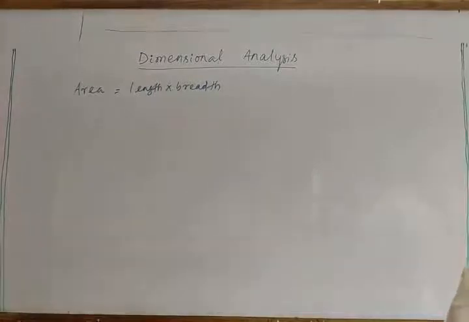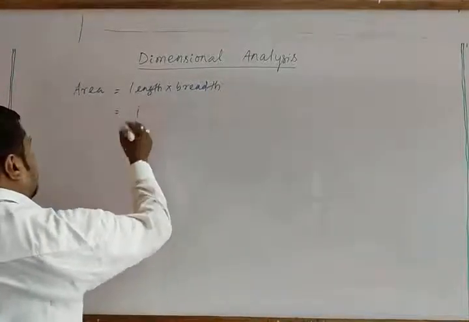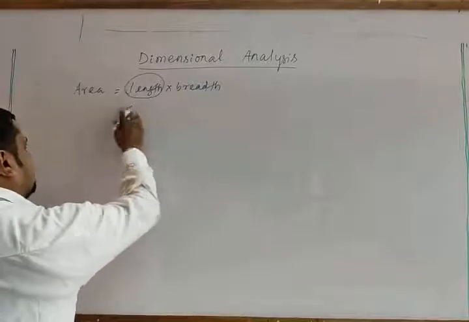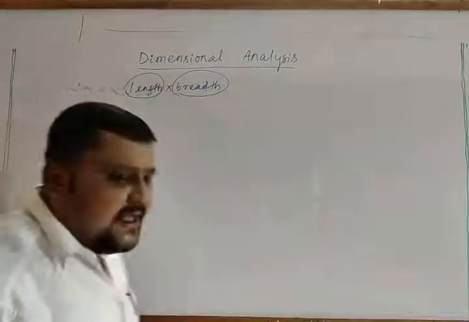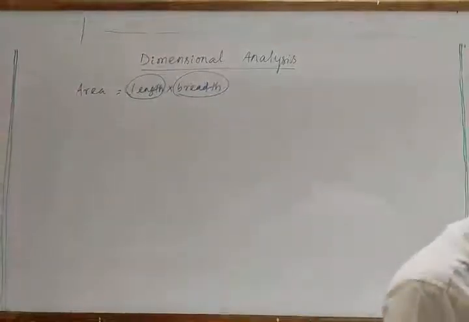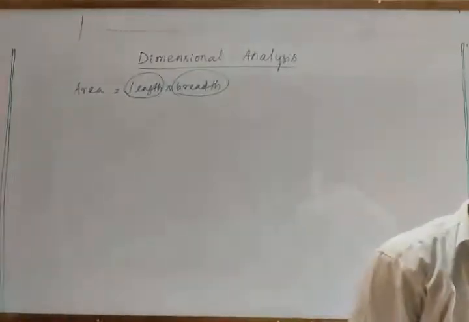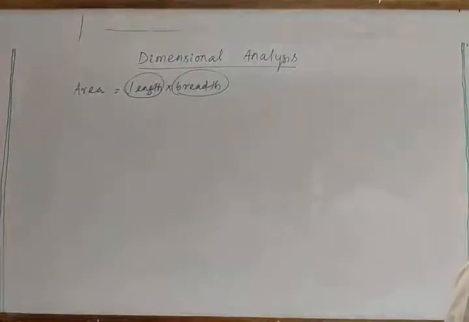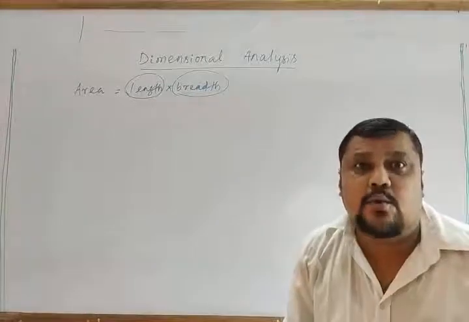Now the next part is that when you write area is equal to length into breadth, you can say that length is one dimension, right? For length you are measuring the length, and the other one is again a length. So if you multiply these two lengths, then you will get the area. If I ask you what is the dimension of area, you will say that the dimension of area is two dimensions in length.